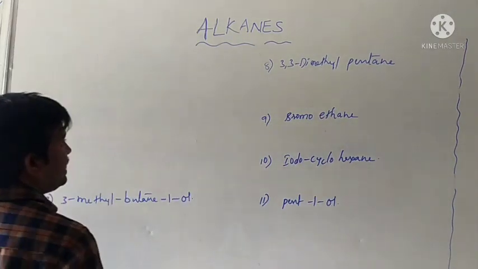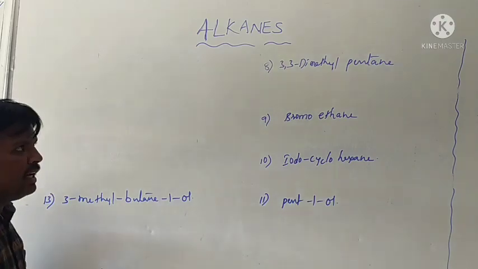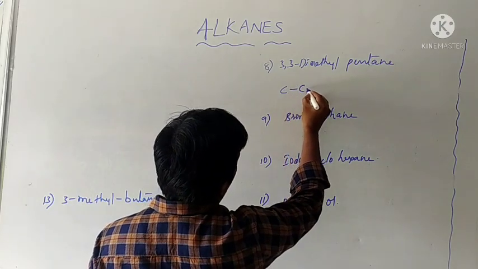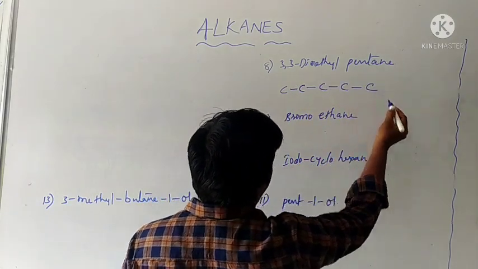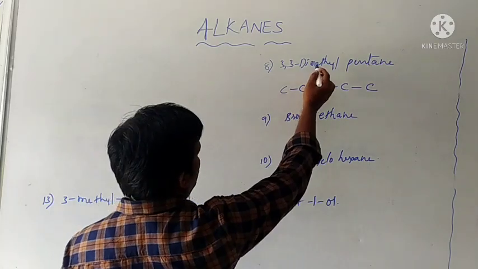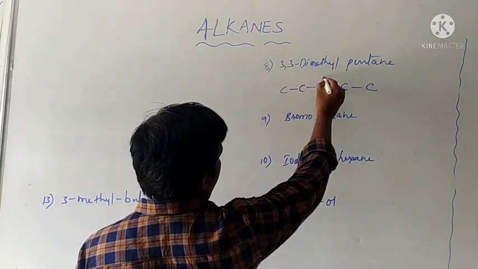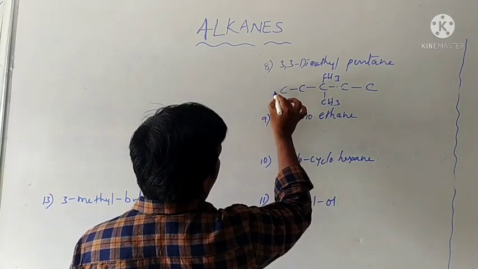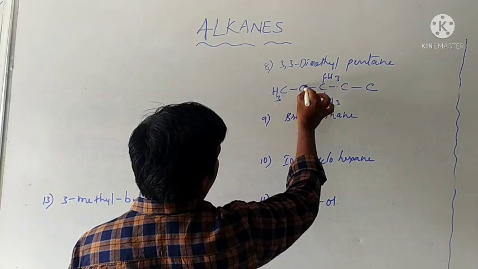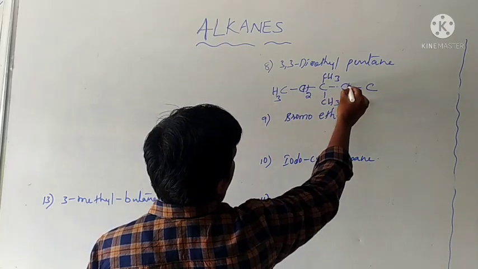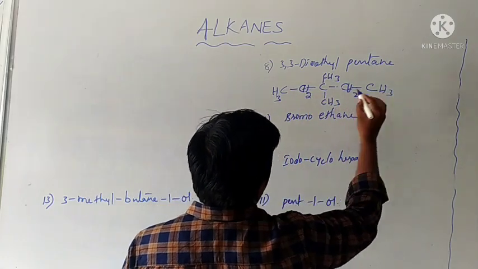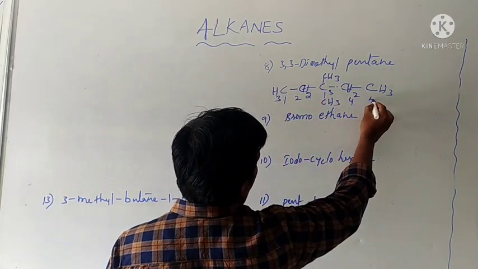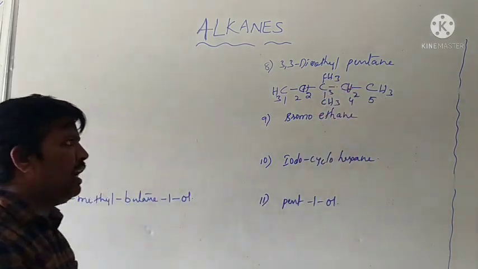Okay, some more examples. That is 3,3-dimethyl pentane. Pentane itself indicates the total of 5 carbons present in the parent carbon chain, and the substituents are present at the 3,3 positions. The remaining carbon valence is filled with hydrogens like this, CH3, CH3. Numbering from left to right or right to left is the same. Okay, 3,3-dimethyl pentane.